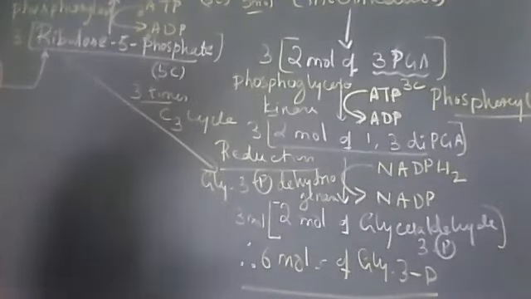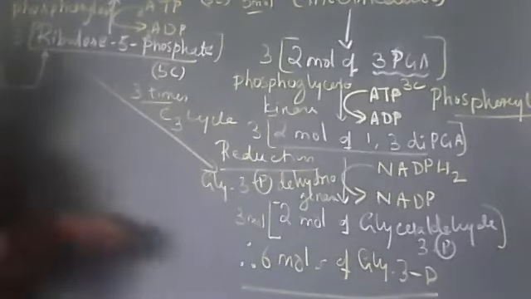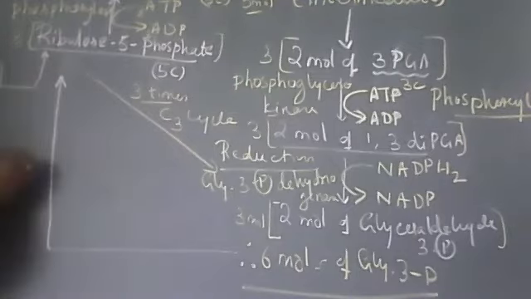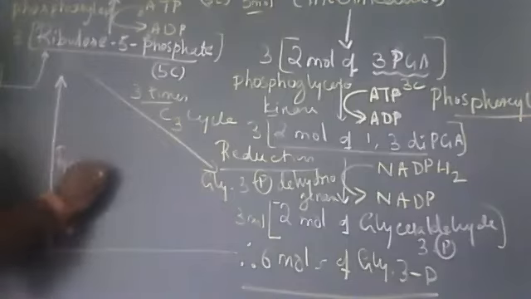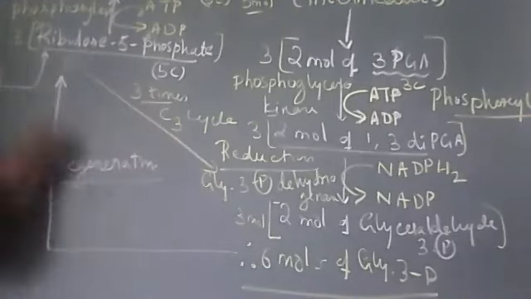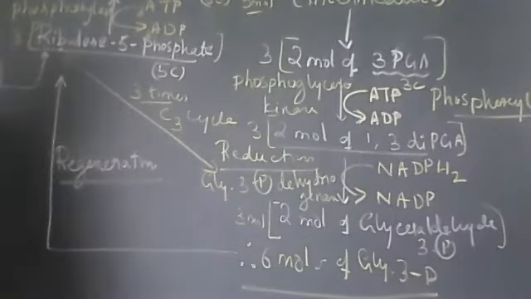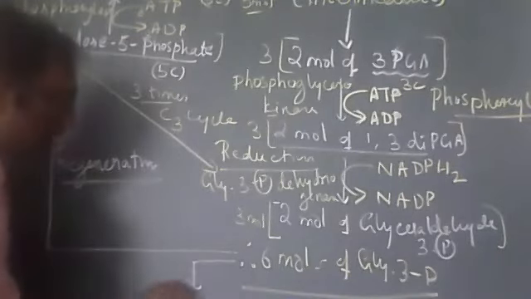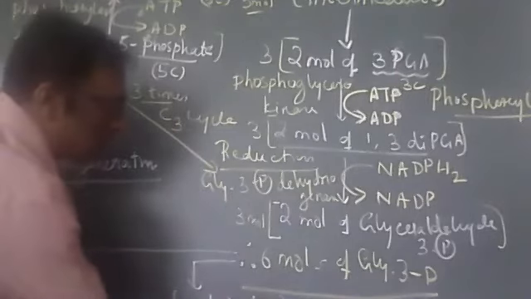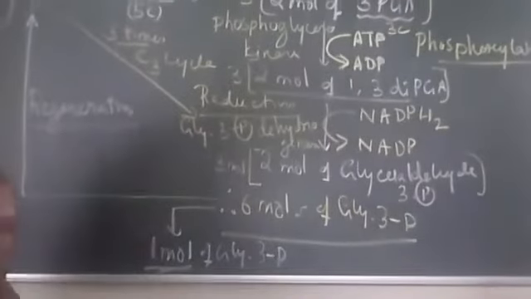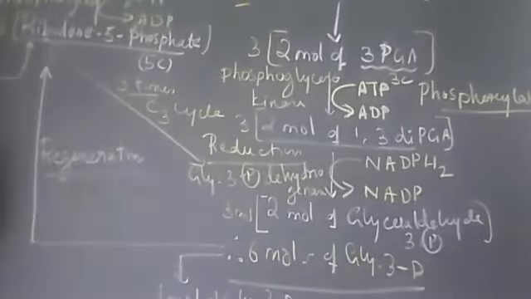Among the 6 molecules, very important here, 5 molecules will go for regeneration. What will regenerate? Ribulose 5-phosphate. That means only 1 molecule is left out, my children. This 1 molecule only will help in forming the glucose. This 1 molecule will help in what? Forming the glucose.